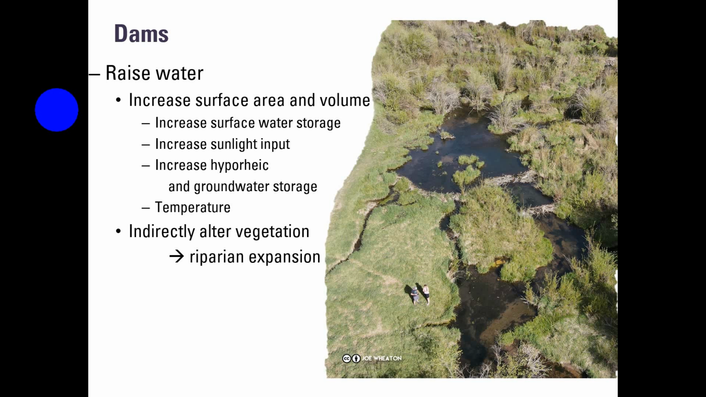And by raising the surface water, we can raise the water tables and reconnect floodplains that will indirectly lead to riparian expansion.